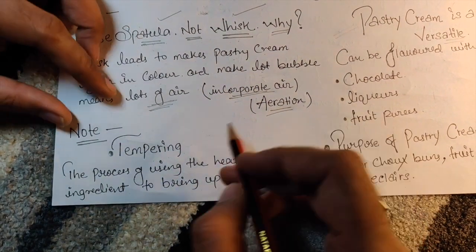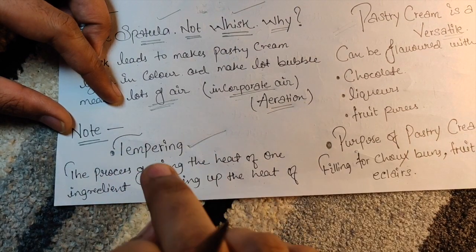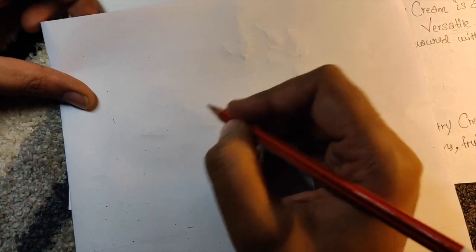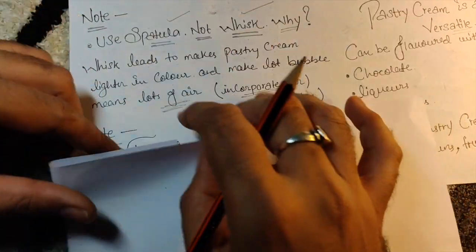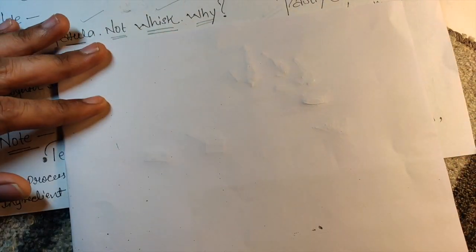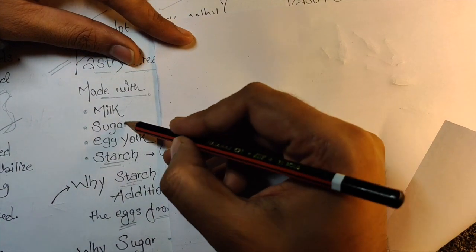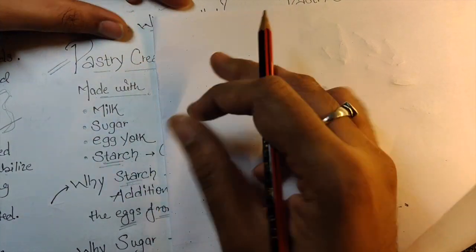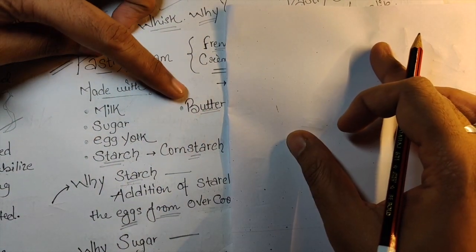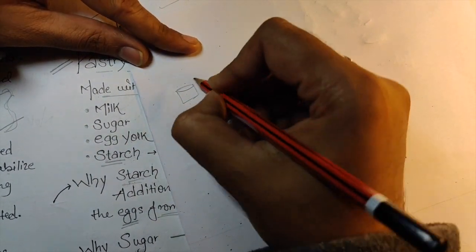I have another note, tempering. Tempering is also one of the important things. This step is very important. Let me show the diagram. It will be easy to understand what tempering is. Clear? Here we go. Milk, sugar, egg yolk, and starch. This is for the pastry cream, and the butter. Absolutely, butter is there. So a pan, right?